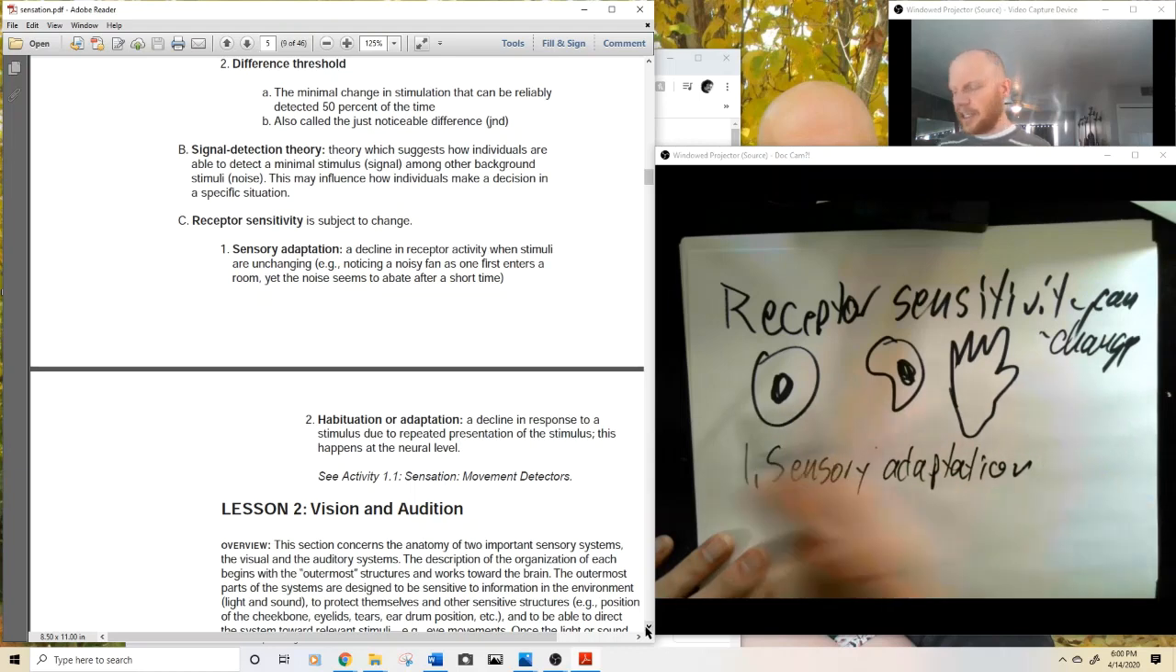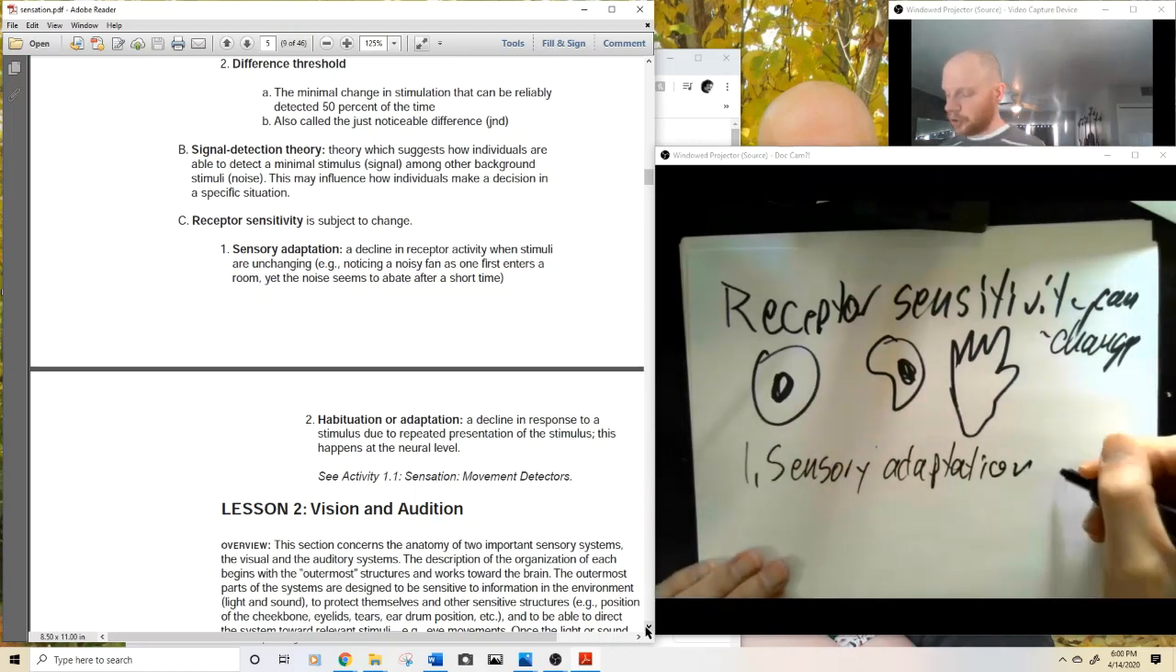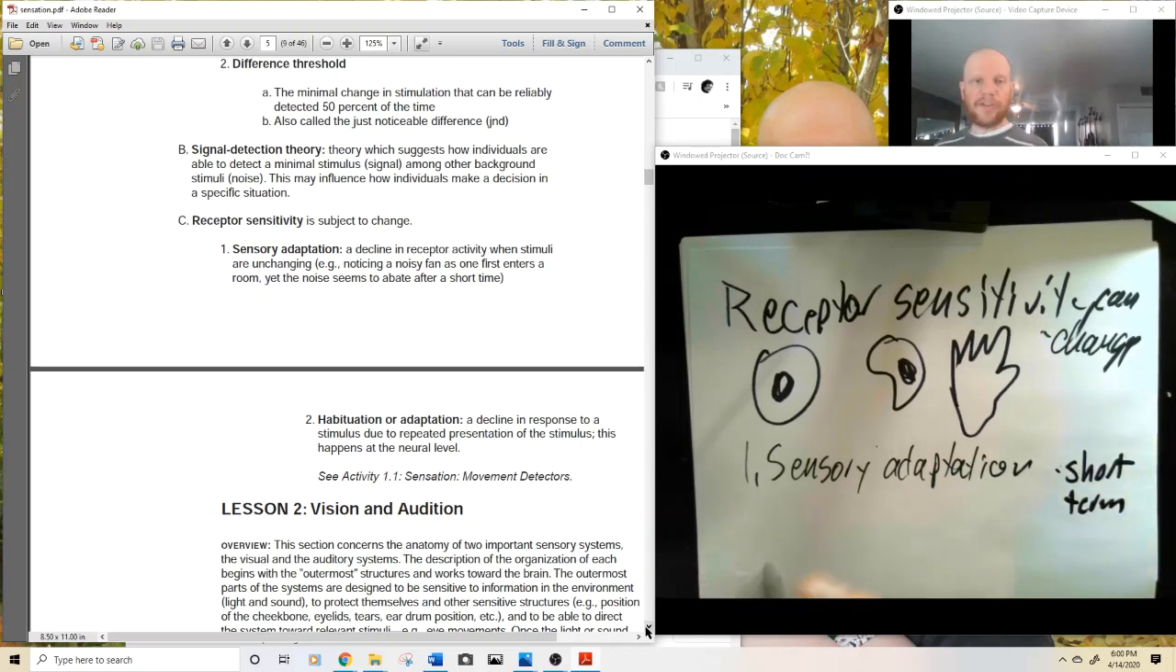So that's over a long time, but there's also the short term. This is when we have something coming into us a lot. So you notice a sound when you go into a room, and then you stop noticing it. You notice a smell when you go into a room. We talked about that earlier. That's called sensory adaptation.